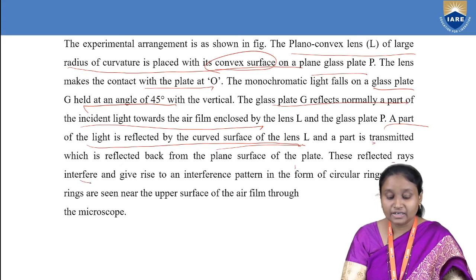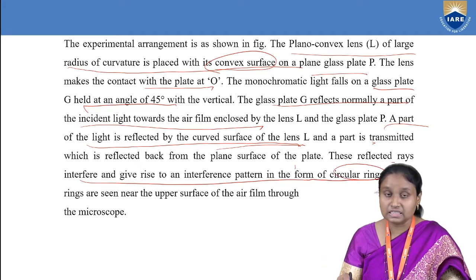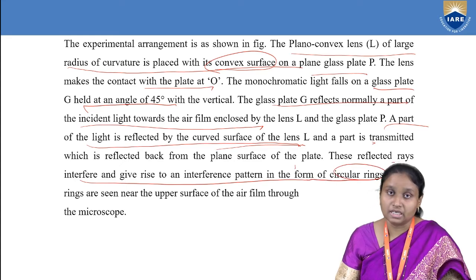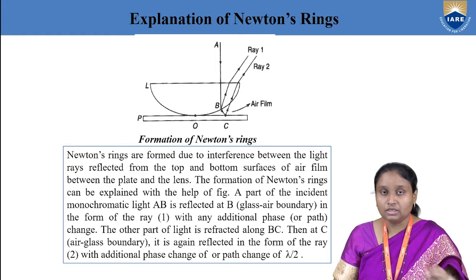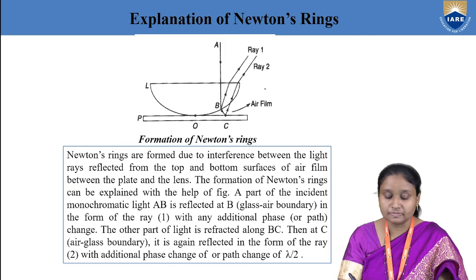So these reflected rays are going to undergo interference, giving rise to circular fringes, and these particular circular rings we are going to observe using the optical instrument called a microscope. Now, once we have got this interference pattern, as you can see in this figure, which I have already explained.